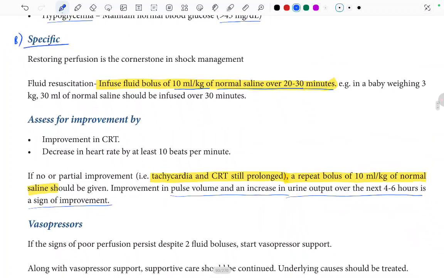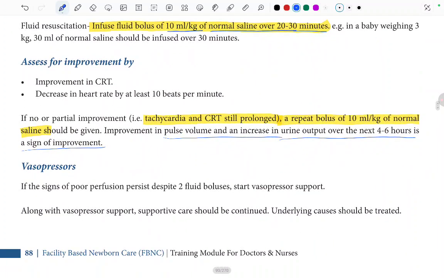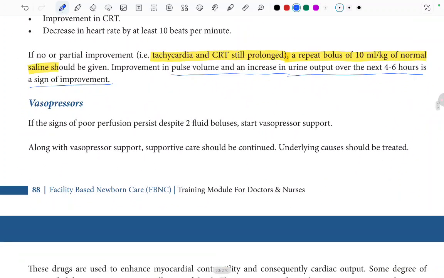So first we gave a fluid bolus of NS. Now the second thing that we have to do is vasopressors. If the signs of poor perfusion persist despite 2 fluid boluses, start the vasopressor support. When do we have to start the vasopressor support? If signs of poor perfusion persist despite 2 fluid boluses. This is very important, when to start a vasopressor. After 2 fluid boluses, if the poor perfusion still persists.